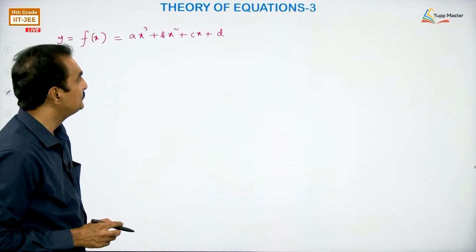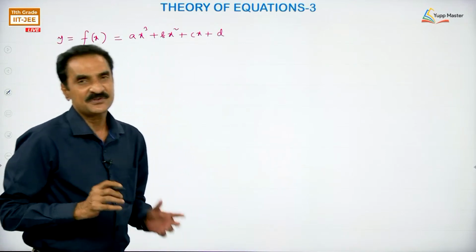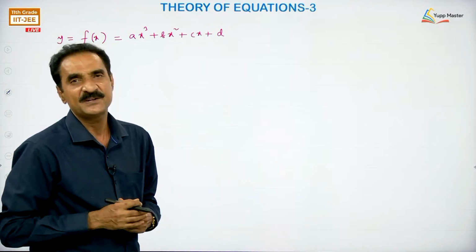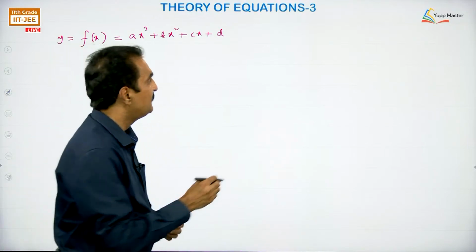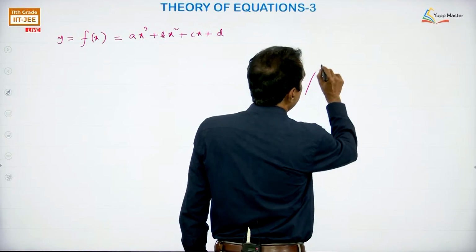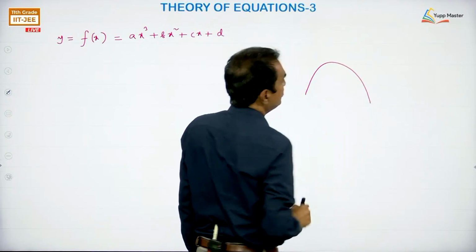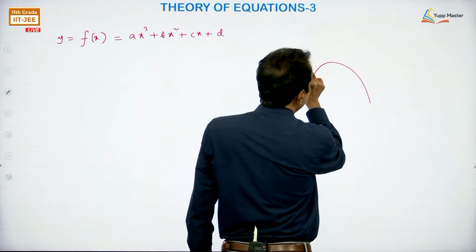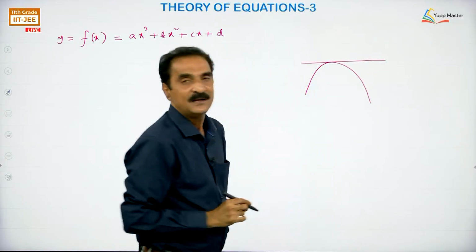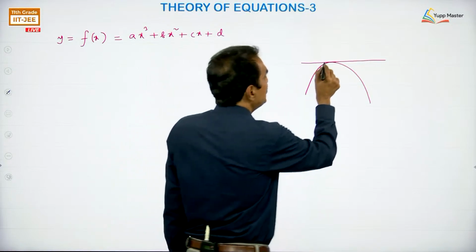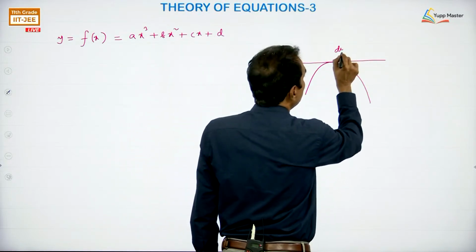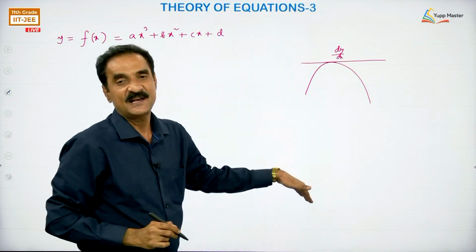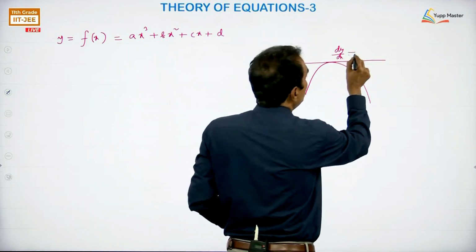Okay. Now you must have studied differentiation in physics and a few simple applications of differentiation. Whenever a function attains a maximum value, at this point tangent will be parallel to x-axis, and the slope of the tangent is given by dy by dx. If the tangent is parallel to x-axis, then dy by dx at this point will be 0.